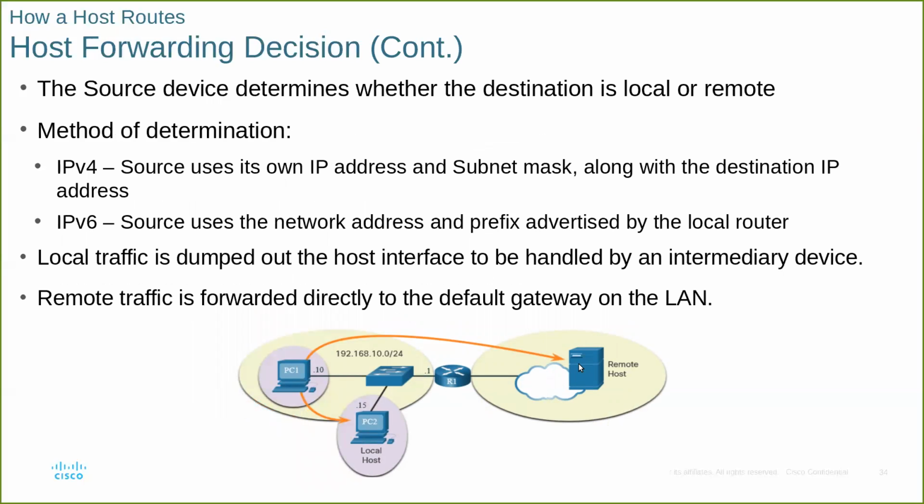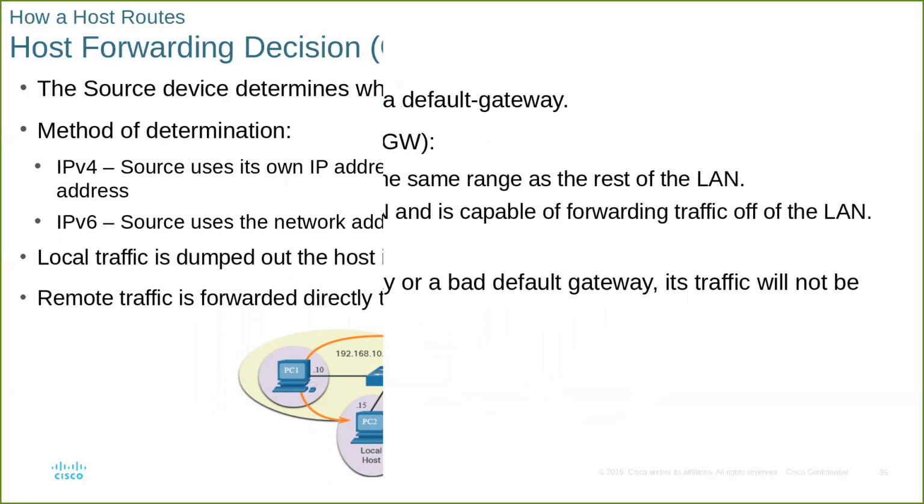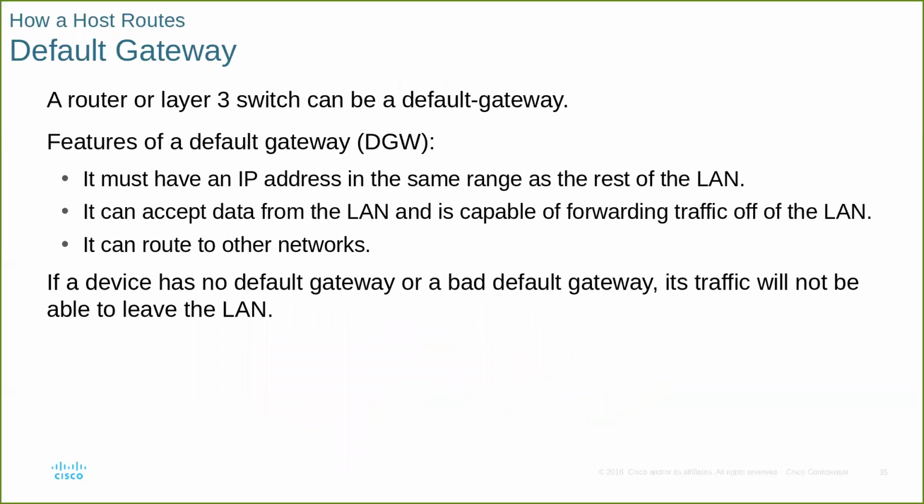So this is the continuation of the same concept. Default gateway: you will see default gateway a lot. You need to understand these things because very soon we are moving into routing. What is a default gateway? A router or layer 3 switch can be a default gateway. What is a layer 3 switch? A layer 3 switch is a box that does the functioning of switching and routing.